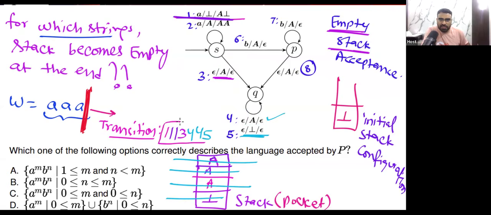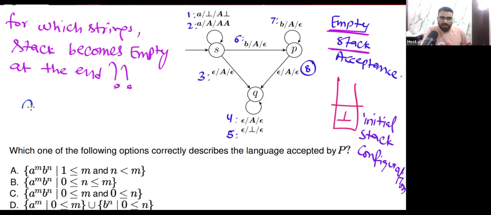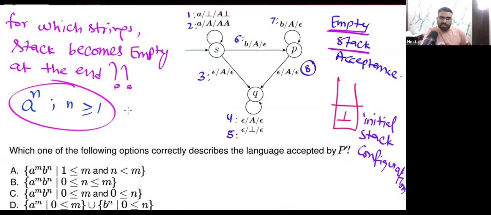So now you can see that my stack is empty, and remember I've consumed the entire string. So after consuming the entire string, I can empty the stack. That is the reason this string is also accepted. Is this clear? Please tell me. So this W, this string, also belongs to the language. One thing I can easily say, that a power n, where n is greater than or equal to 1, these strings definitely belong to the language.